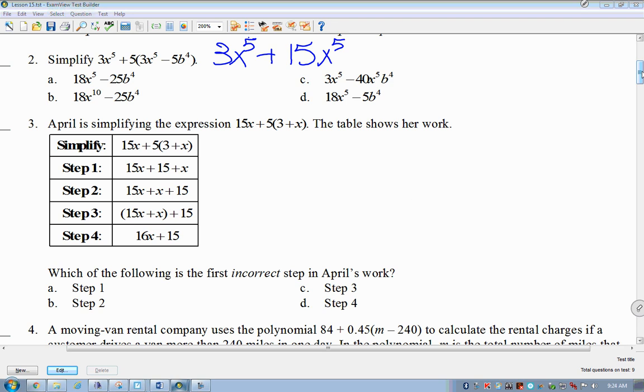That's not any different than what we're doing up here. She took 5 times 3x to the fifth and got 15x to the fifth, right? What are you doing? 5 times what? 5 times negative 5. What is 5 times negative 5? Negative 25. Okay. Keep going. What's left? It's not just negative 25. B to the fourth. Okay.